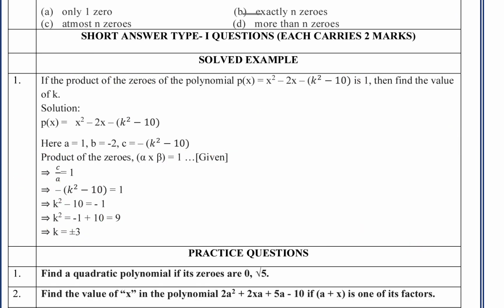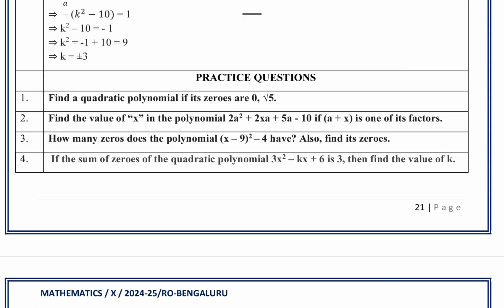Next, we are moving towards the practice questions. These are all the things you can solve in the sheet.